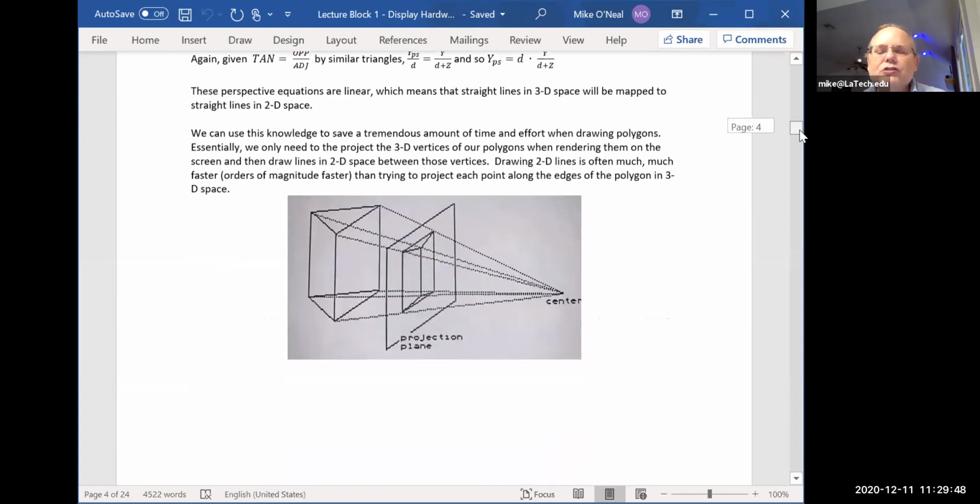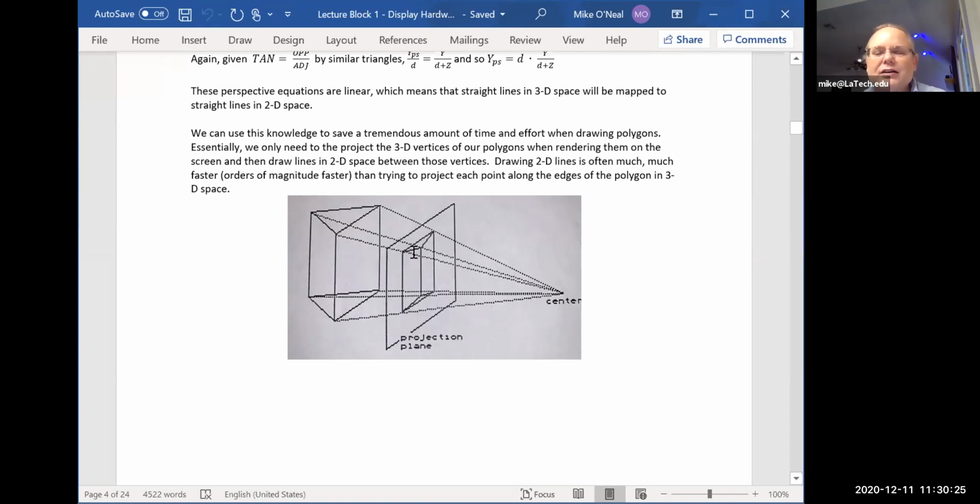How do we use the equations? Well, if we've got an object in three-dimensional space, where each of these is a vertex, when you've got vertices, we talked about how we store polygons, I can project these 1, 2, 3, 4, 5, 6 vertices, and then just draw lines between those vertices. And because these are linear equations, straight lines go to straight lines, and so you don't actually have to draw the object in three-dimensional space.